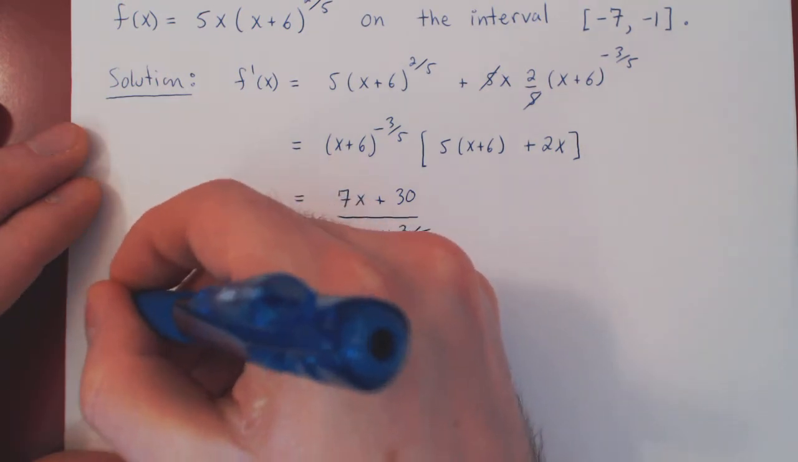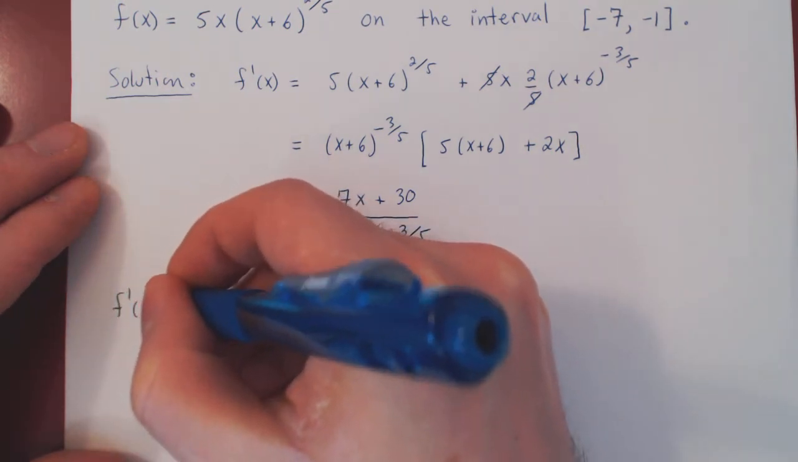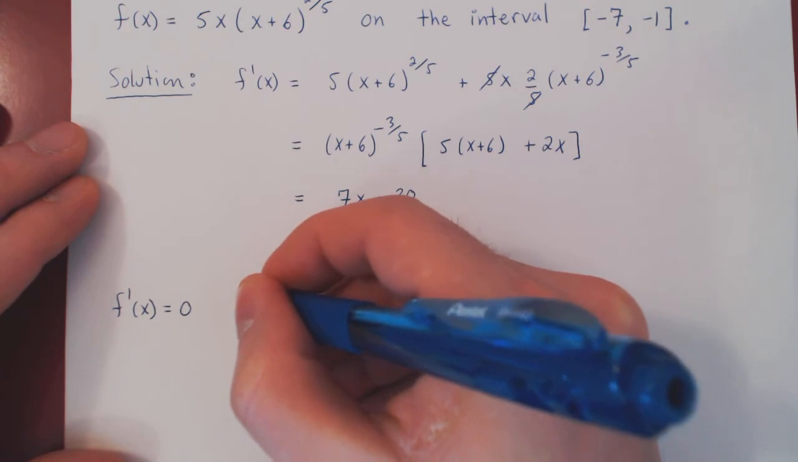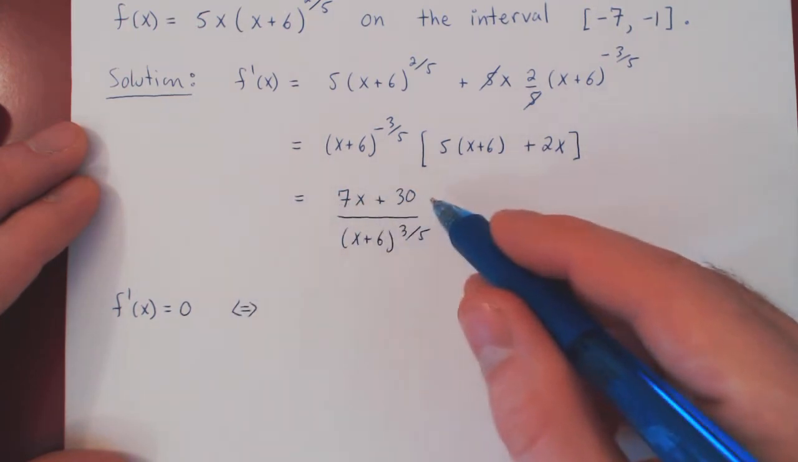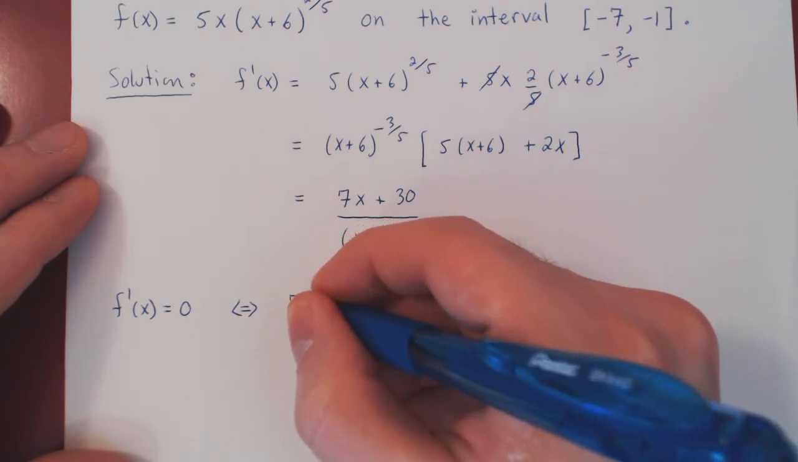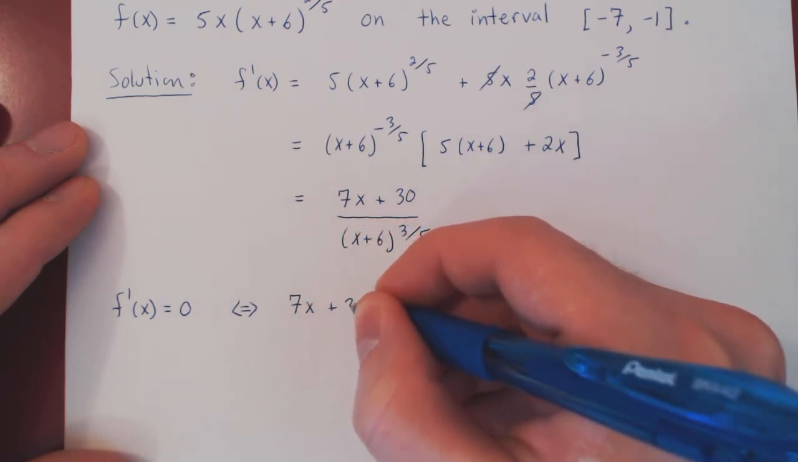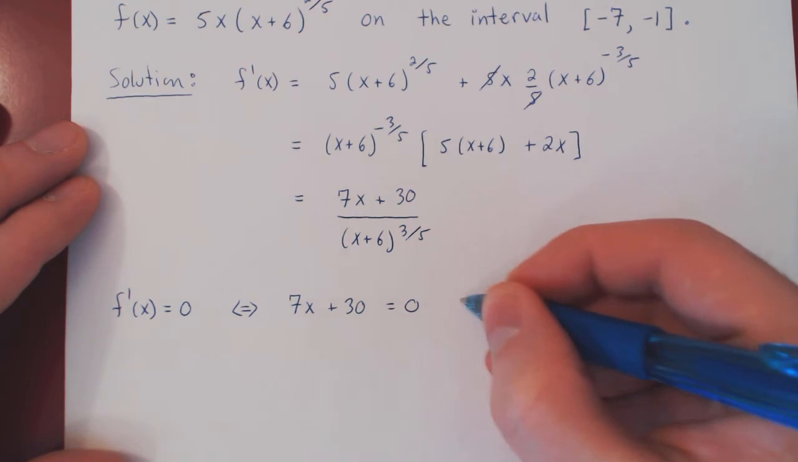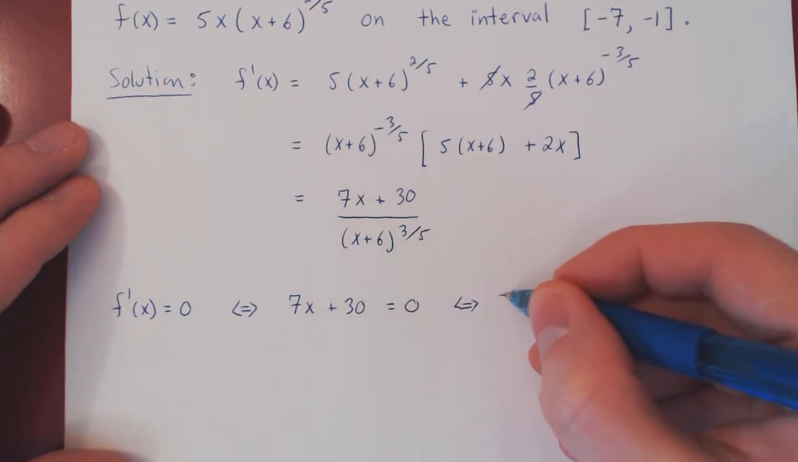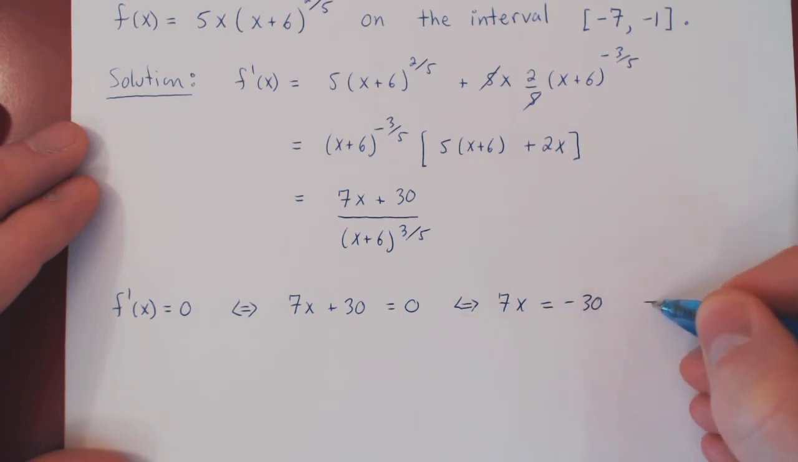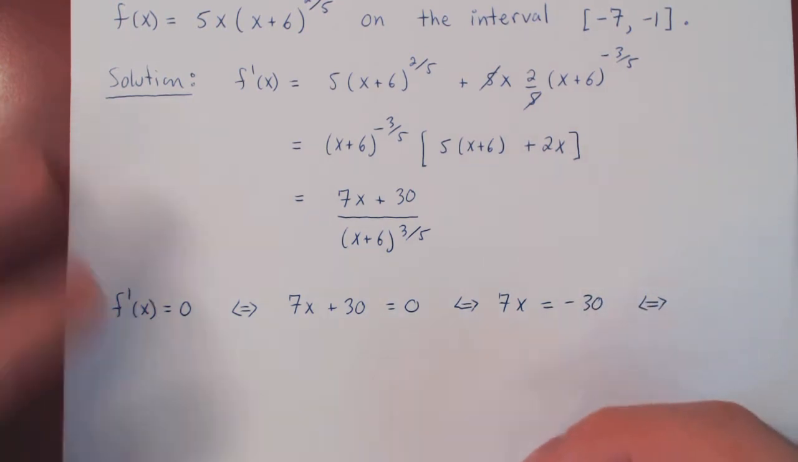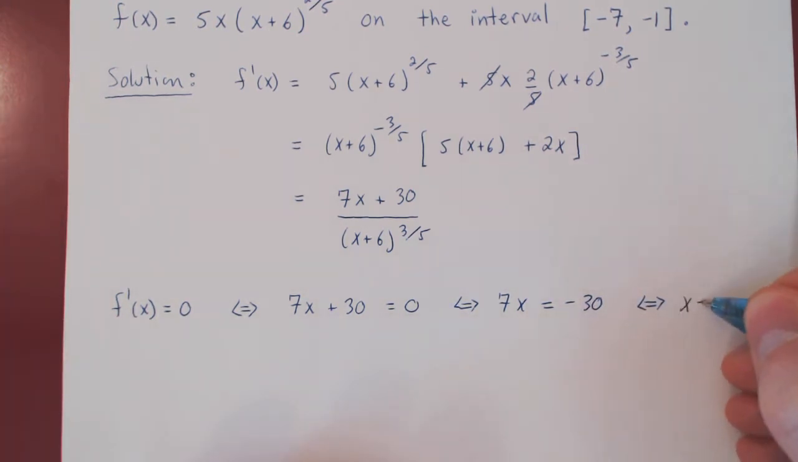So first, f prime is equal to 0 if and only if... well, a fraction can only be 0 if the numerator is 0. So if 7x plus 30 is equal to 0, subtract 30 on both sides, 7x equals negative 30, divide by 7, x is negative 30 over 7. This is our first critical point.